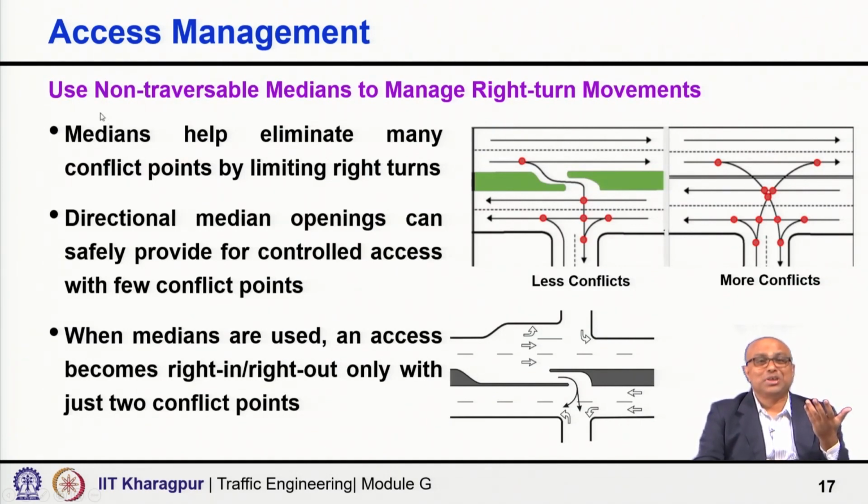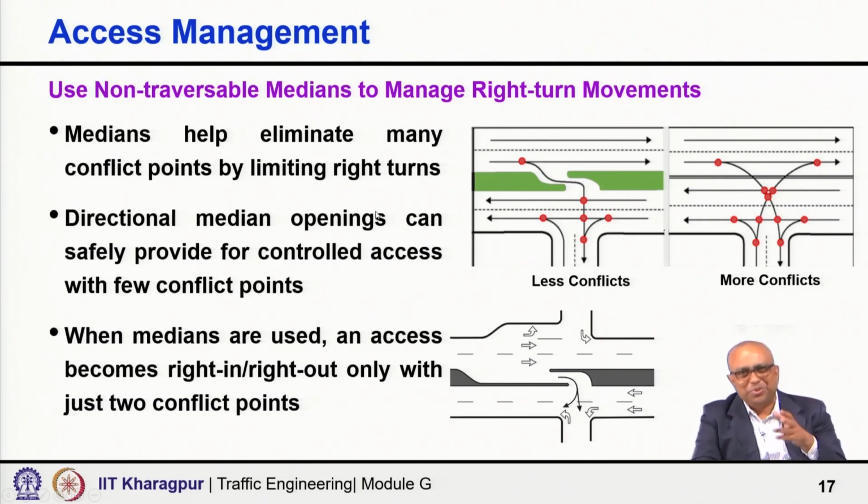Next principle or strategy, you can say: use non-traversable medians to manage right turn movement, somewhat similar to what we have already discussed. But what we are saying is, a median helps to eliminate many conflicts by limiting right turns. Here again, the normal condition is like this, every movement is allowed. So, this is a right turn, this is also a right turn, and you see how many conflict points there are. Here we are saying, use a non-traversable median to manage right turns.